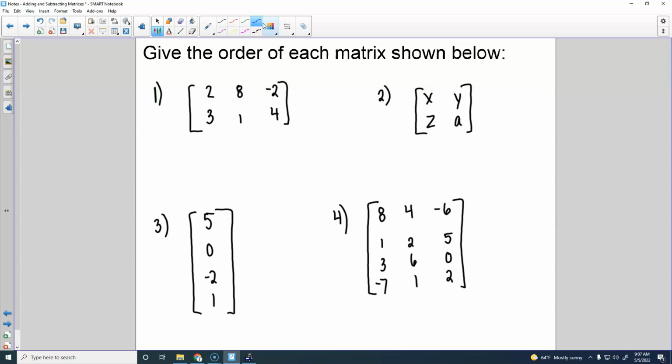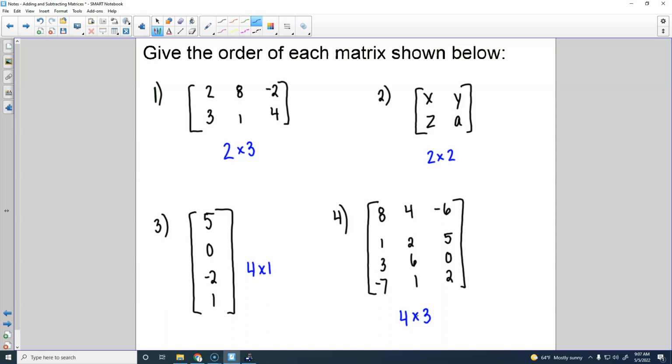Okay. Summer, what would the order for number 1 be? It's 2 by 3. Noelle, what about number 2? 2 by 2. Grace, what about number 3? 4 by 1. And Caitlin, what about number 4? 4 by 3.